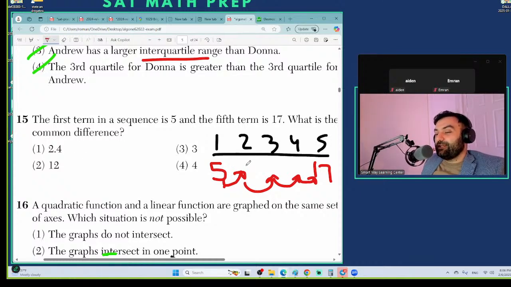5 plus 3 is 8. 8 plus 3 is 11. 11 plus 3 is 14. And 14 plus 3 is 17. So the answer is 3. 8, 11, 14, and 17. Plus 3, plus 3, plus 3, plus 3, plus 3. That's the correct answer.